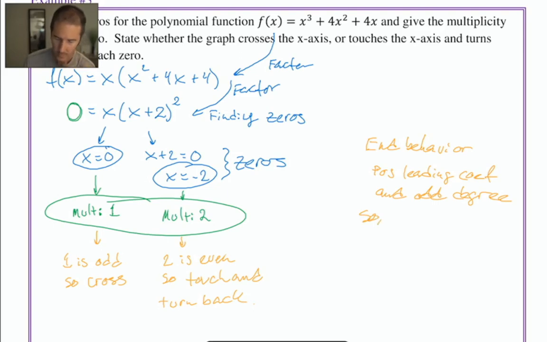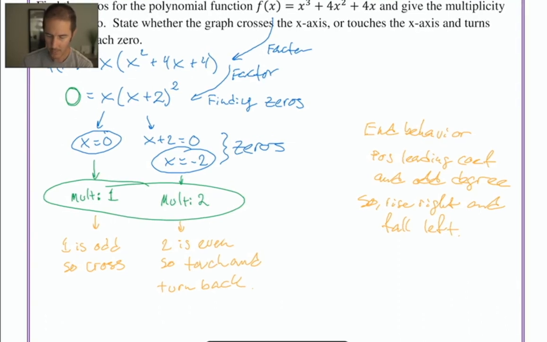So, rise right and fall left. Nice, okay. The only thing I'm not going to do is, the y-intercept happens to be at 0 also. Take an x value of 0, plug it into the function. Go ahead.